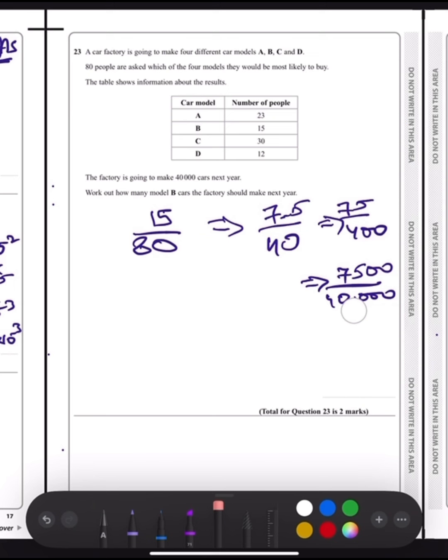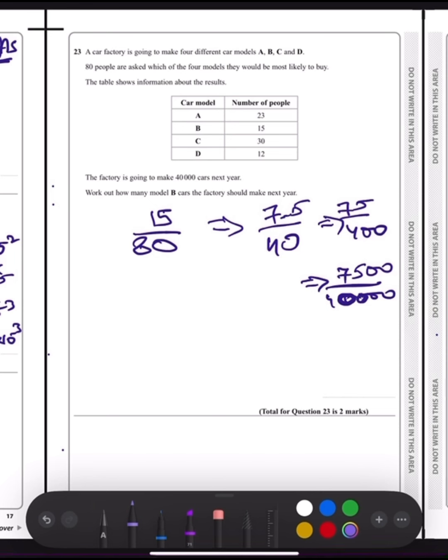We did the same thing in the numerator as well. And then after that, we went from 75 over 400. We multiplied it by 10. And then after that, to convert it into 40,000, we multiplied by 100, which got us to 7,500 over 40,000.